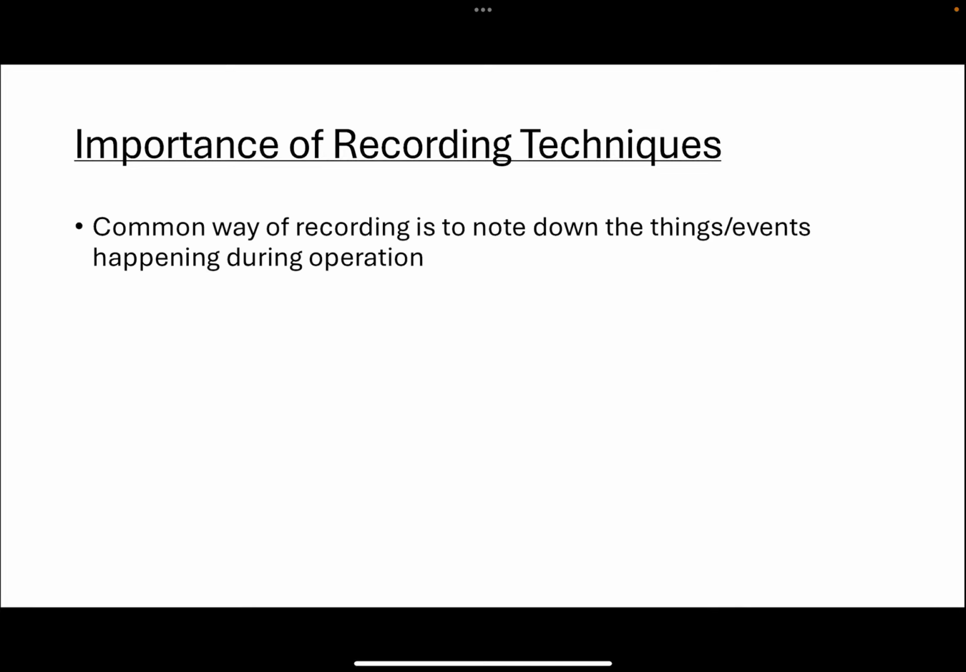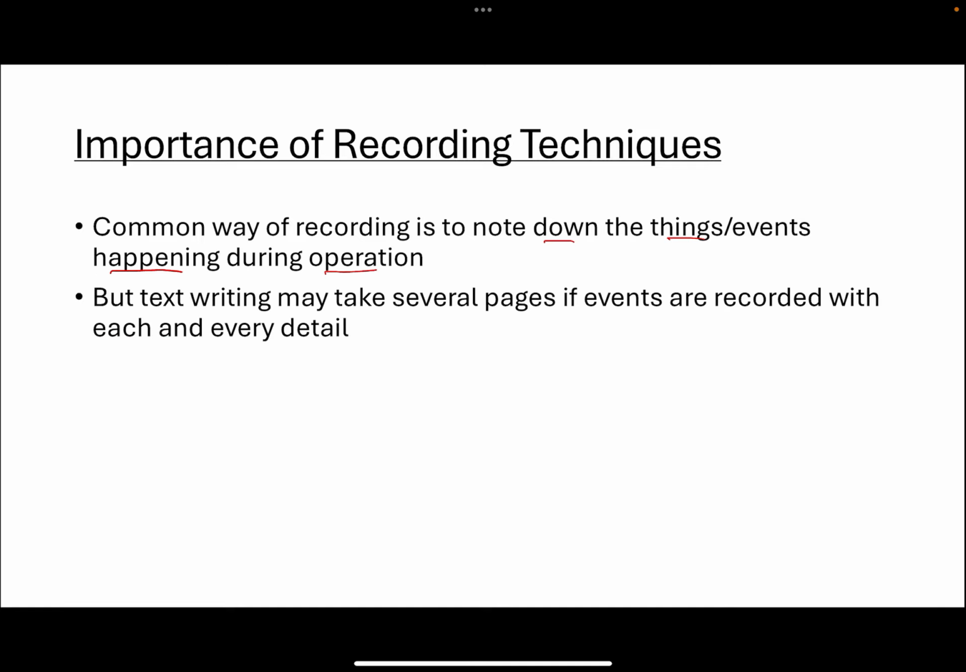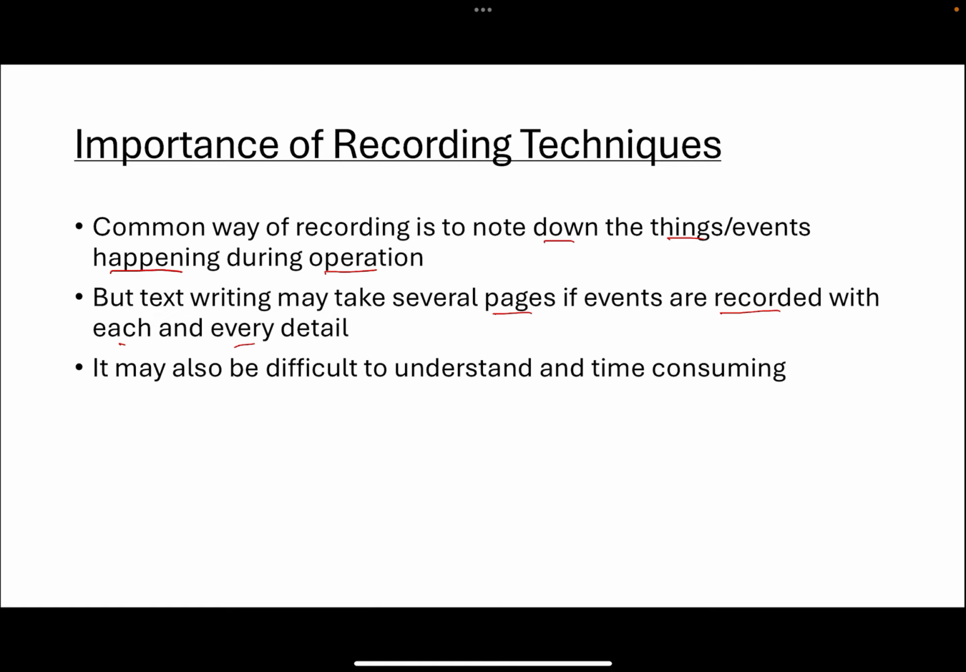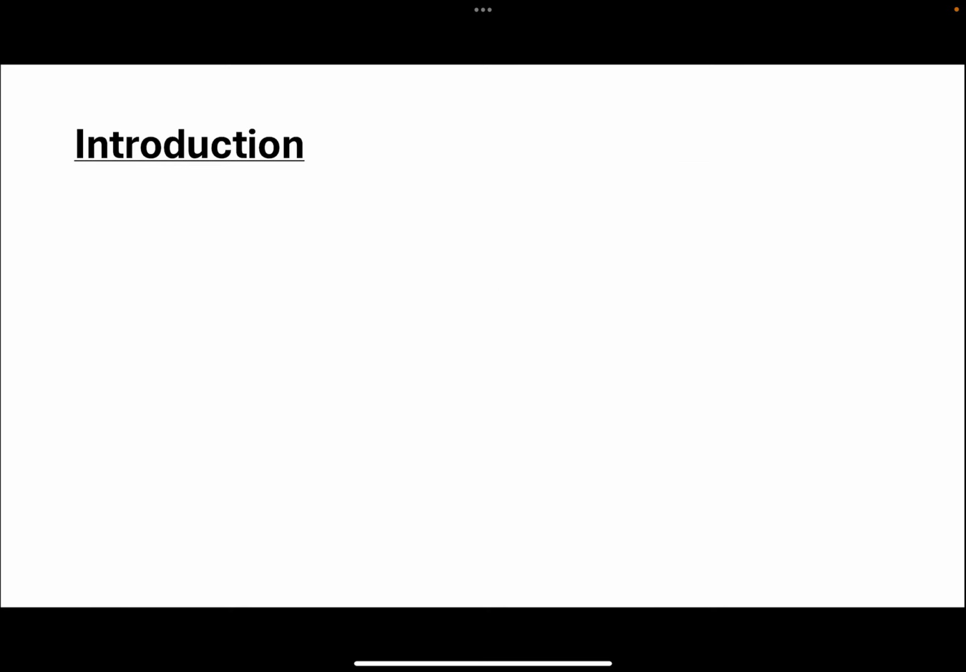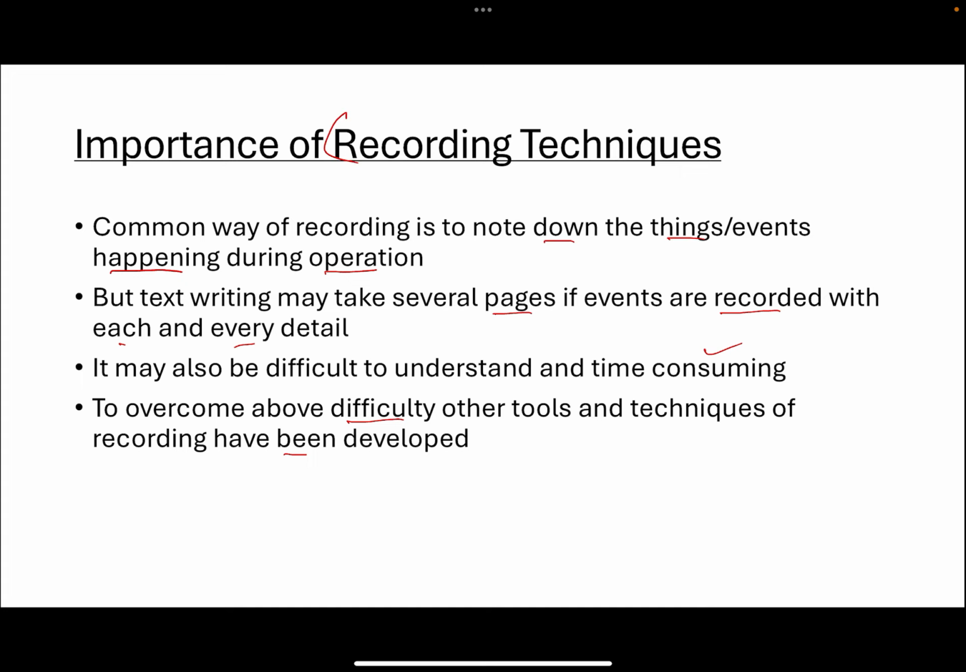So let us see what the important recording techniques are. First, see the importance of recording techniques. The common way of recording was usually to note down the things or events happening during the operation. This is still followed. Well, text writing may take several pages, and if events are recorded with each and every detail, it is very difficult to understand and time consuming. So in order to overcome this difficulty, other tools and techniques have been developed. Right, so that is the importance of recording techniques.